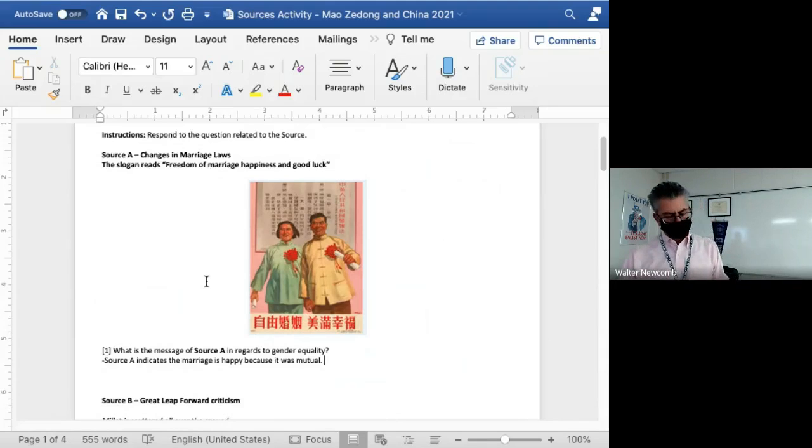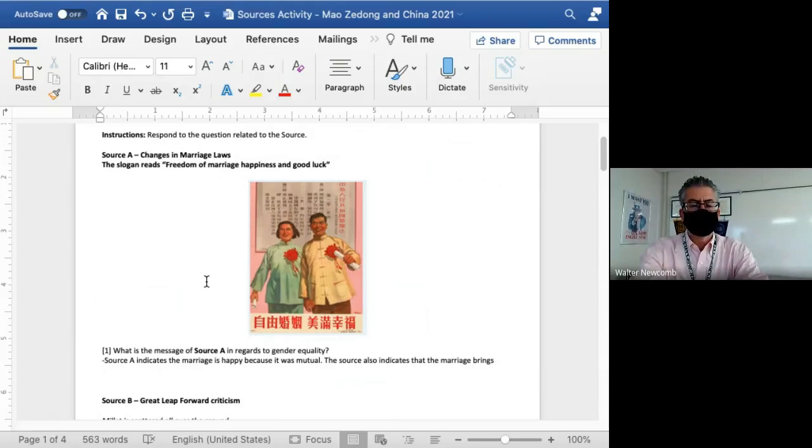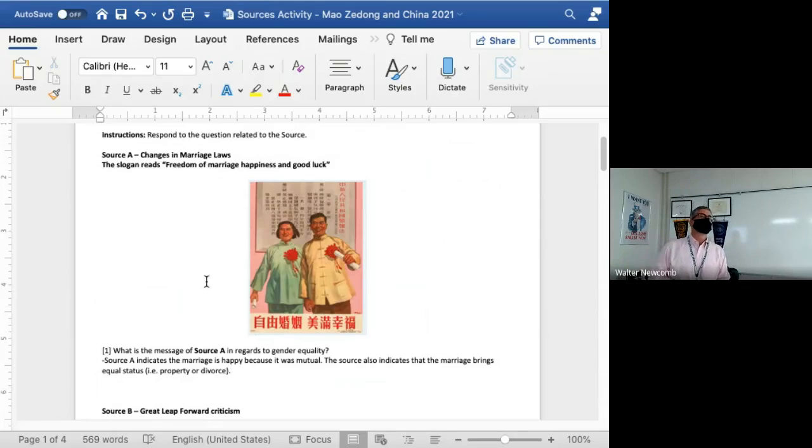She kind of had the same, not the same, but more equal status for the man. Okay. She could own property, she could divorce if she wanted to. Okay. So the source also indicates that the marriage brings equal status, and you can go, i.e., property, divorce. Which is a big thing.